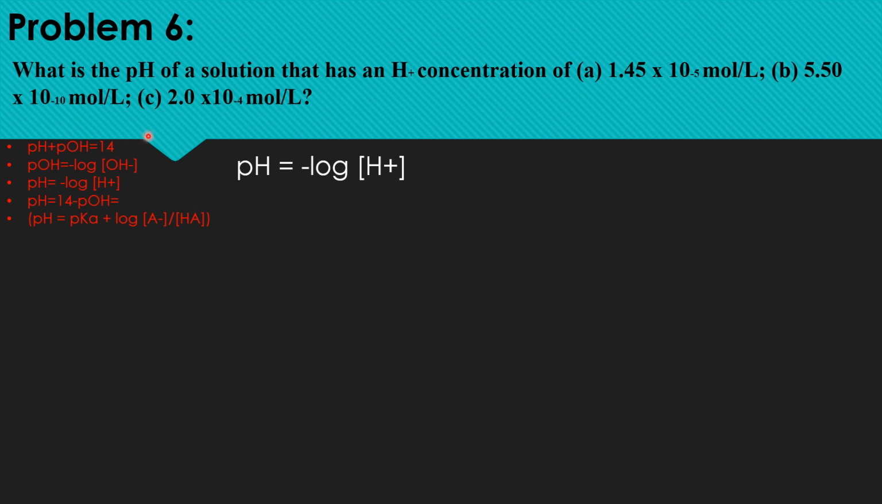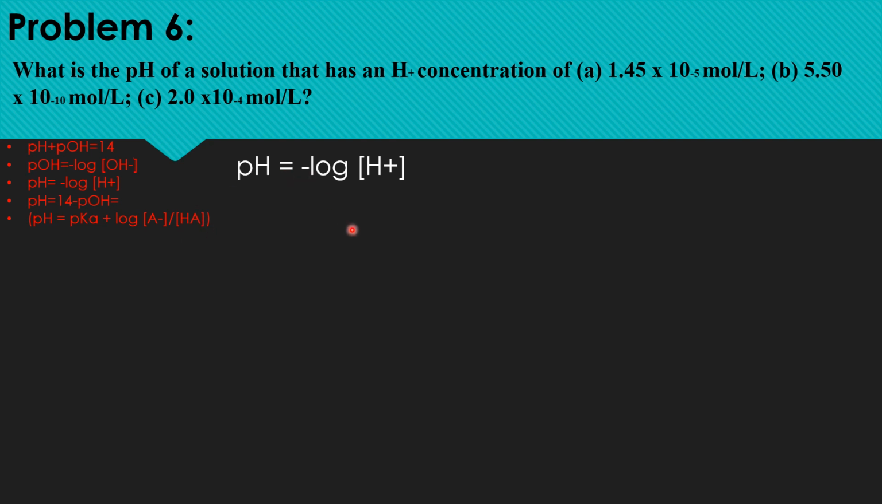So the first one is pH plus pOH is equal to 14. If they give you a pH of 12 and they ask you what the pOH is, you just do 14 minus 12 is equal to 2, and that's your pOH. And then there's pOH is equal to the negative log of the hydroxide ion concentration. And then you have pH is equal to the negative log of the hydrogen ion concentration. And then we have pH is equal to 14 minus the pOH, which is the same as the first one, just moved around. And then we have pH is equal to the pKa plus the log of the conjugate base over the conjugate acid.